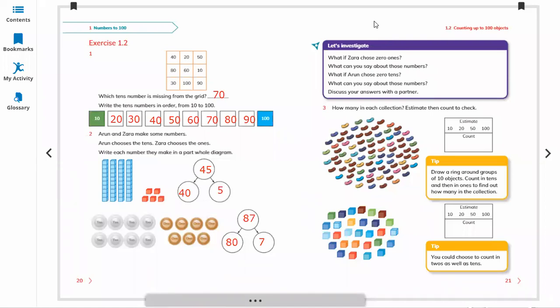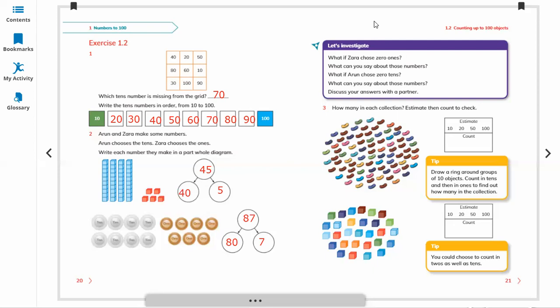Okay, moving on to the third question. How many in each collection? Estimate, then count to check. Here are different colors of beans. So we can estimate. Estimate means you don't have to count it actually. So let's think how many are those. Estimate means to guess, not to count exactly.